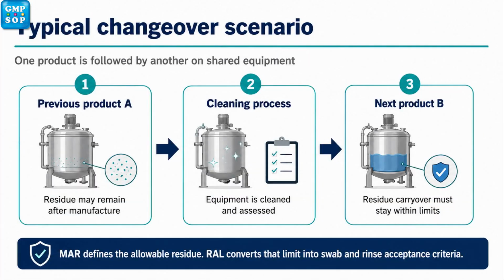In a typical changeover scenario, product A is made first. The equipment is then cleaned and checked. Product B is made next on the same equipment. The residue from product A must remain within acceptable limits.